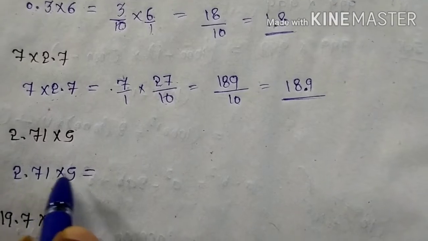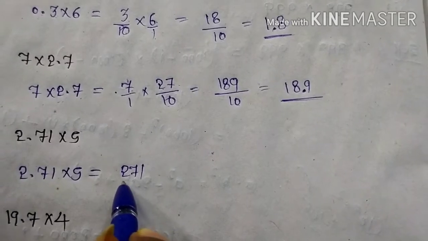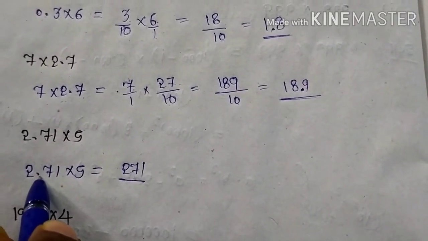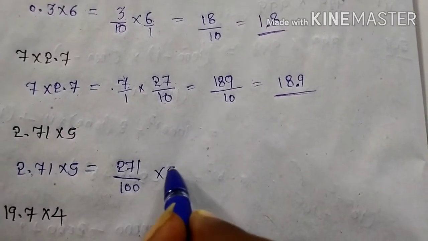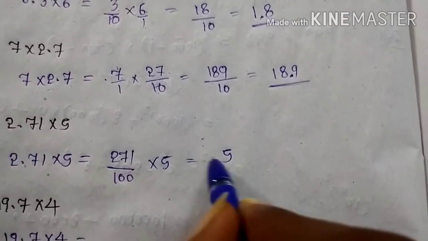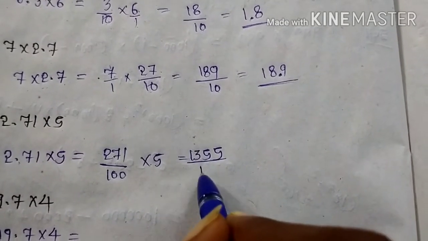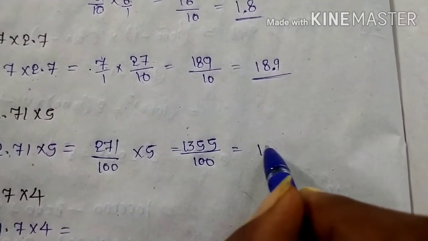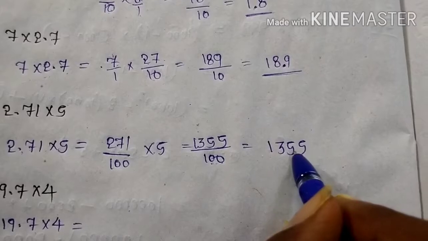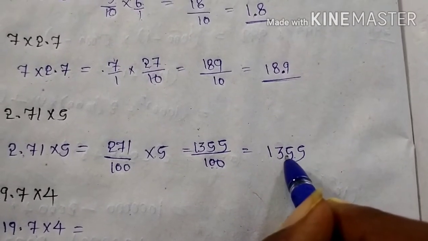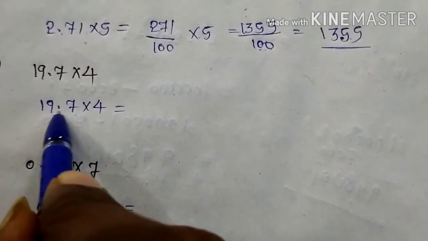Next you can see here 2.71 into 5. That means you can write here 271 by. See after decimal point how many digits are there? 1, 2. So you can write 100 into 5. 5 ones are 5, 5 sevens are 35, 5 twos are 10 plus 3 is 13, by 100. See here you can write 1355. See in the denominator you have 2 zeros, so after 2 digits you can keep decimal point, 1, 2. 13.55 is your answer.